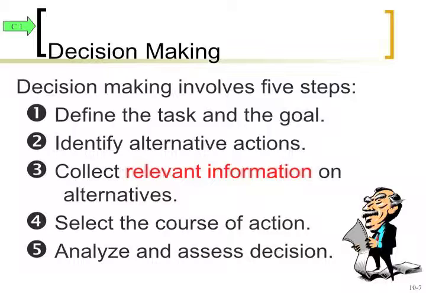Our third step then is we're going to collect all the relevant cost information, all the quantitative information, and analyze it. Then we get to step 4, and we're going to select our course of action, and it's here at step 4 that we would apply the qualitative factors before we make the decision. And then finally, in step 5, we analyze and look at our decisions. So let's move to slide 8, and let's look at what is relevant.